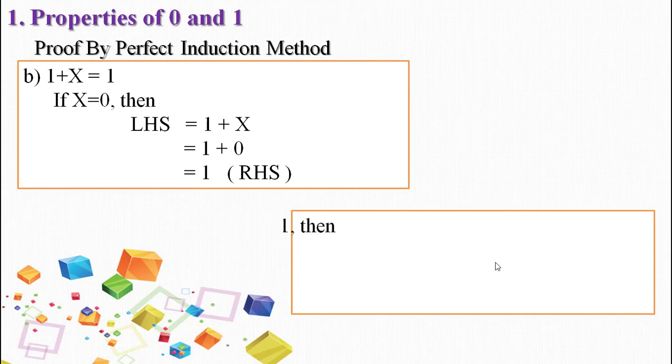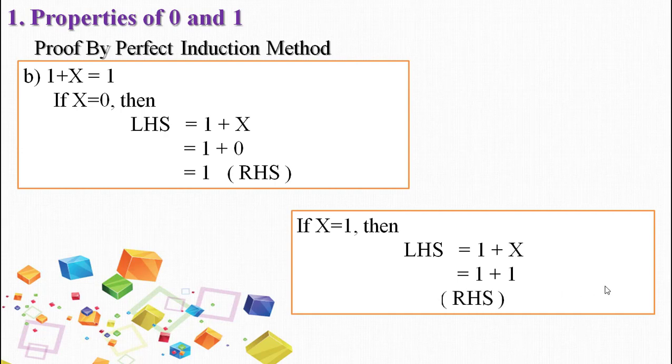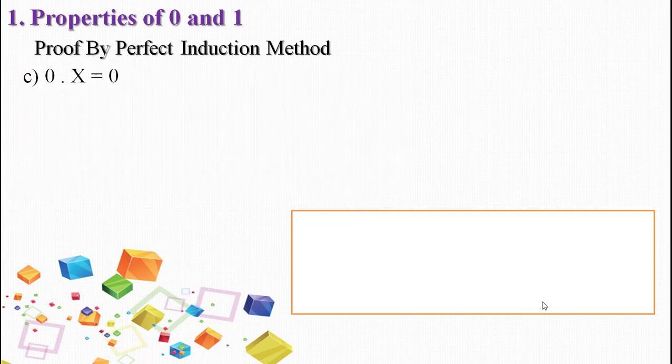Take the next value of x. If the value of x is equal to 1, then take the LHS part. LHS is equal to 1 plus x. Then substitute the value of x, that is x being 1. Perform the operation, that is addition over here. 1 plus 1 is nothing but 1. That is nothing but the RHS. This is how we will prove the values of the variables.